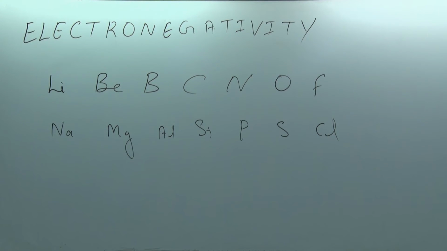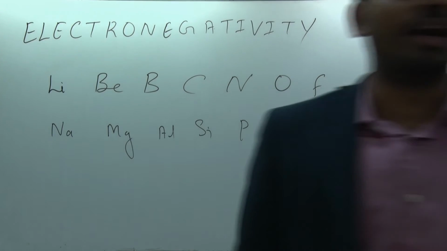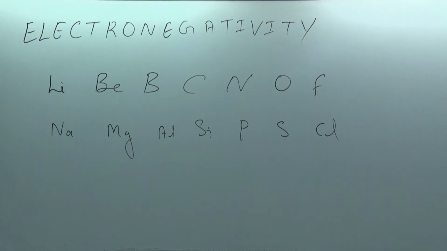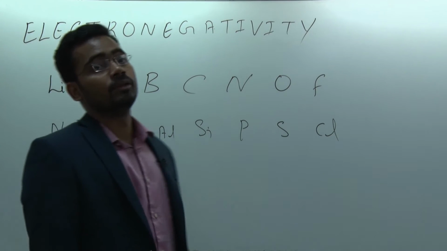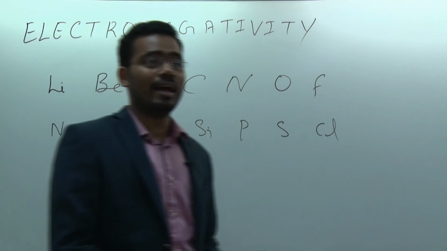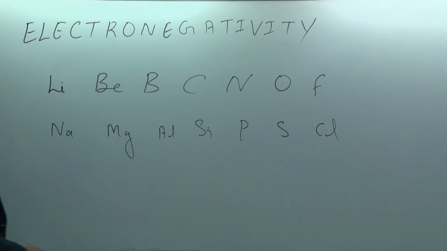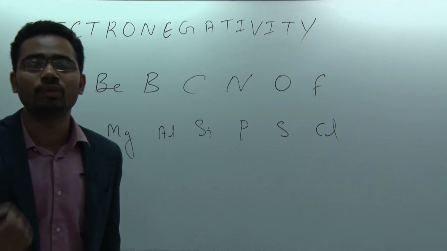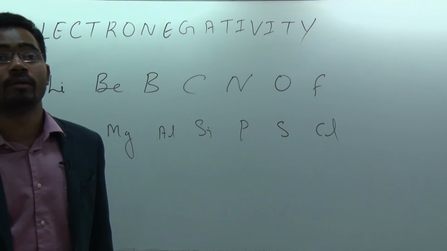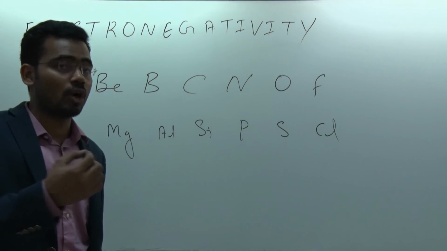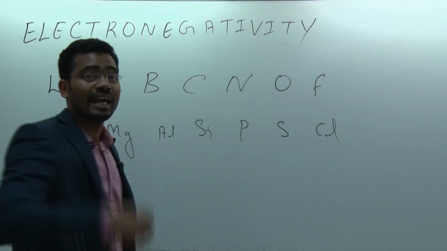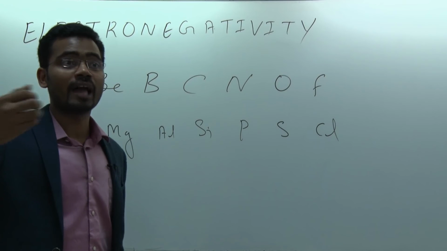There is no irregularity in the period, so write down: no irregularity in period. So what will the order be? Since there is no irregularity in the period, because it is only the power or affinity to attract, there is no fulfill or half-fill. The atom will not take the electron, it only attracts.